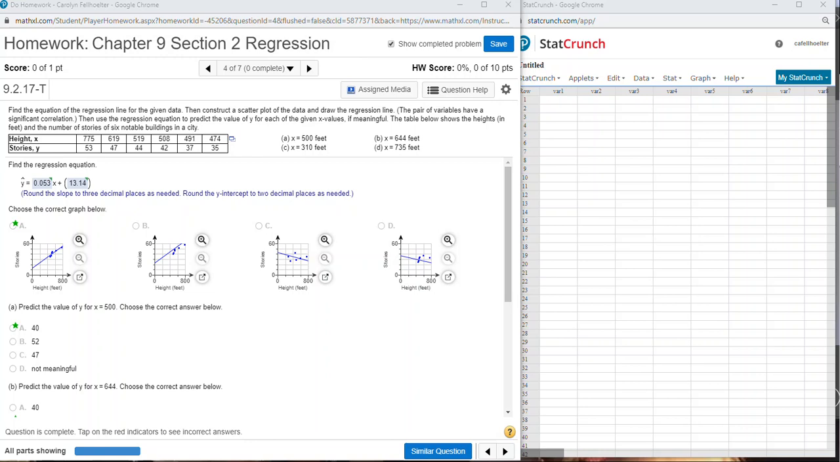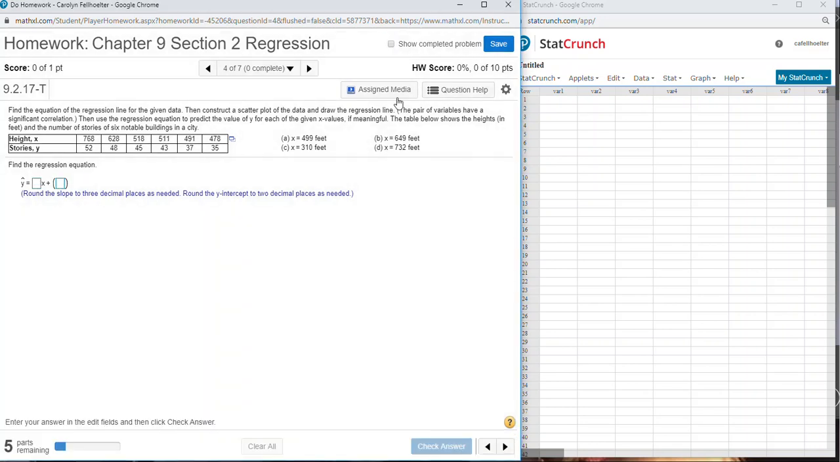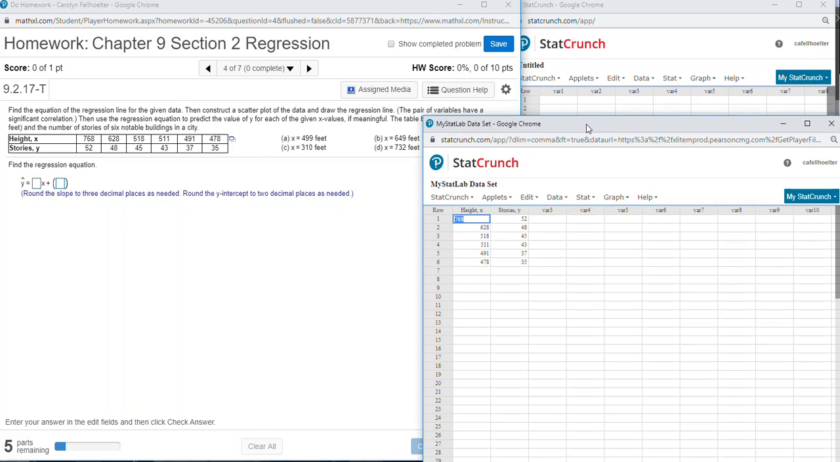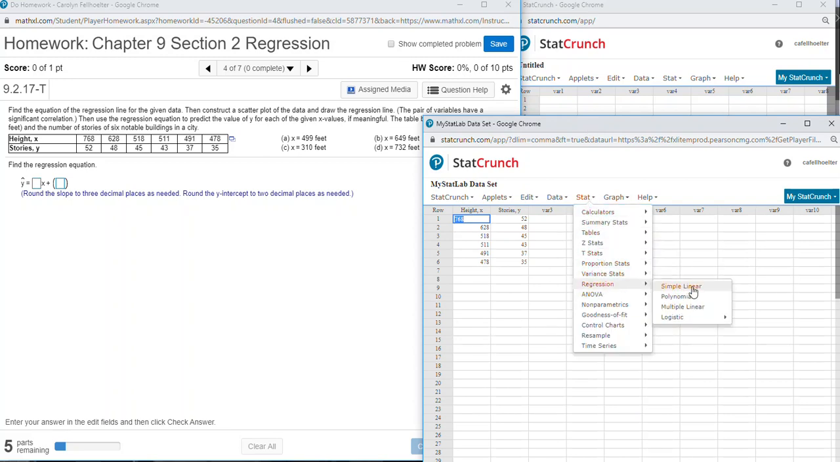The table below shows the heights in feet and the number of stories of 6 notable buildings in a city. So the first thing we are asked to do is to find the regression equation. So if we can copy this table over into StatCrunch and go to Stat, Regression, Simple Linear.